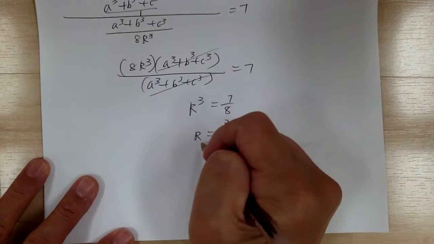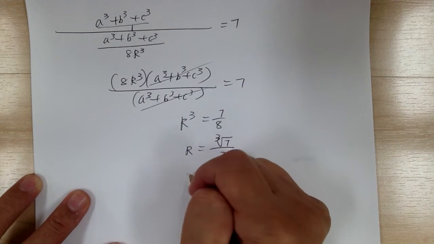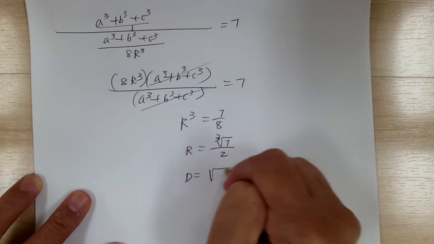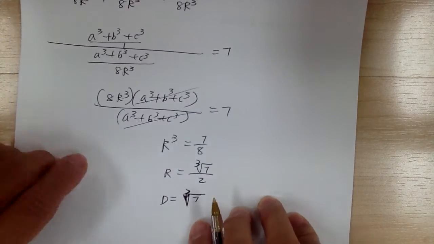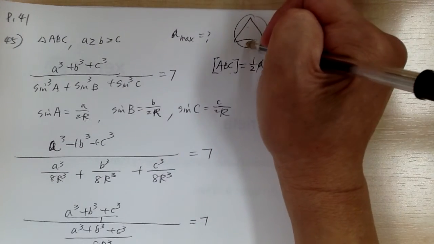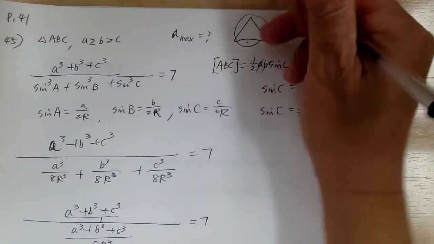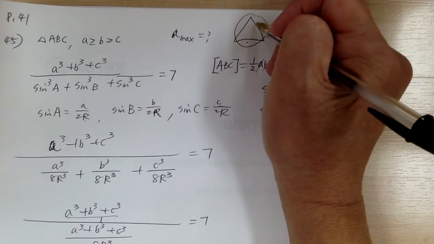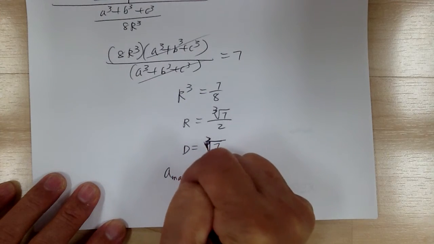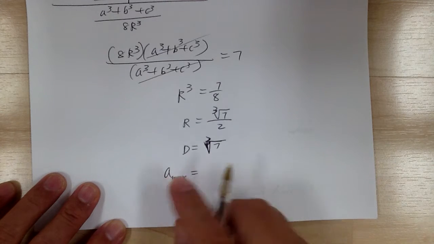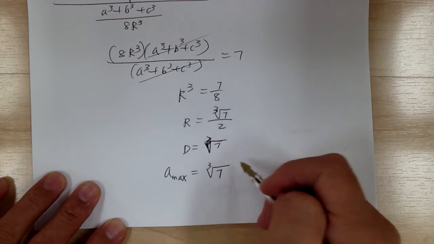So R is the radius of the big circle. The diameter, double that, would be cube root of 7. So the diameter of the circle is cube root of 7. Since the triangle is inside, the maximum of any side, no matter how you do it, is no greater than the diameter. Therefore a max is when side a is the diameter, and that would be your maximum length, cube root of 7. Okay, and that's it.